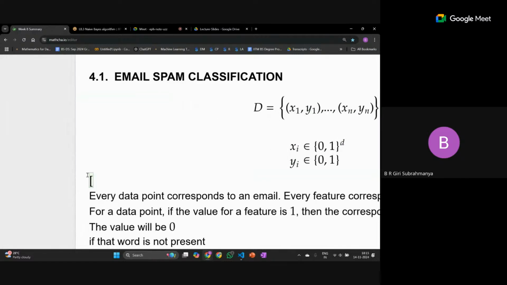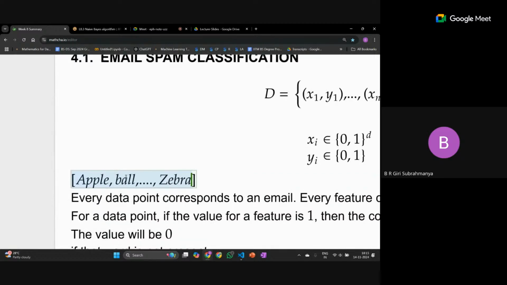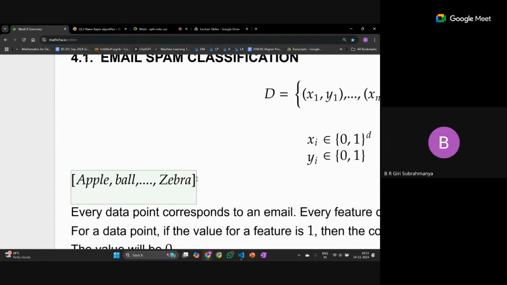Let's say feature 1 is apple, feature 2 is ball, feature 3 dot dot dot, and feature z is zebra. So like this, you have maybe some 10,000 words in your dictionary. So for every word you are going to have a feature. Now if that email has the word apple, then it will be 1. If it does not have the word ball, it will be 0. And like this, let's say it has the word zebra, then it will be 1. So if that corresponding word is present, the value is 1. If the corresponding word is not present, then it is 0. Okay, so this is the way our data points are set.